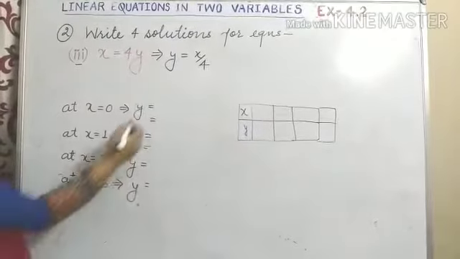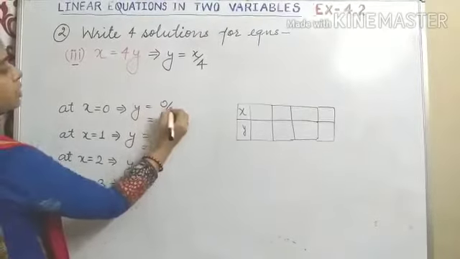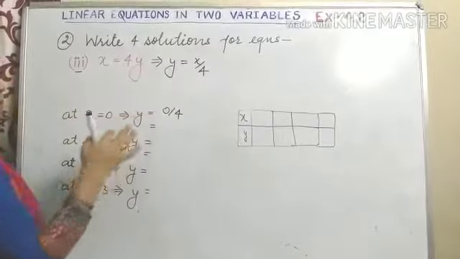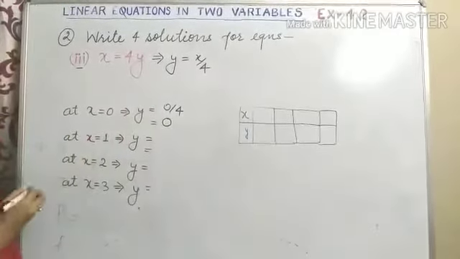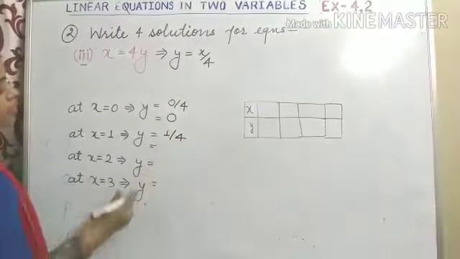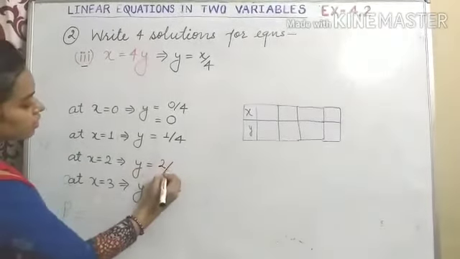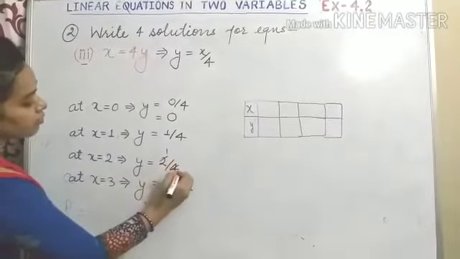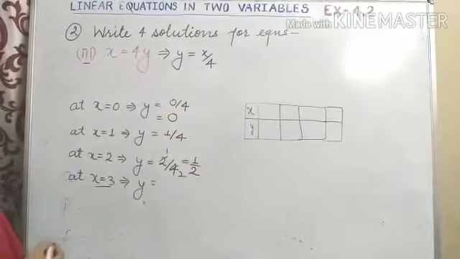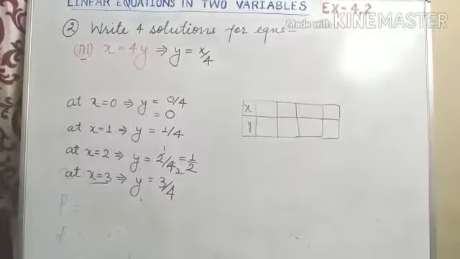So, let's proceed. First, we have to take x equal to 0 here. So, what we get is y equal to 0 upon 4. Any number which divides 0 comes out to be 0. Then when we put x equal to 1 in the equation, y is equal to 1 upon 4. Then for x equal to 2, y is 2 upon 4, which is 1 by 2. Then when we put x equal to 3 here, y is equal to 3 upon 4.